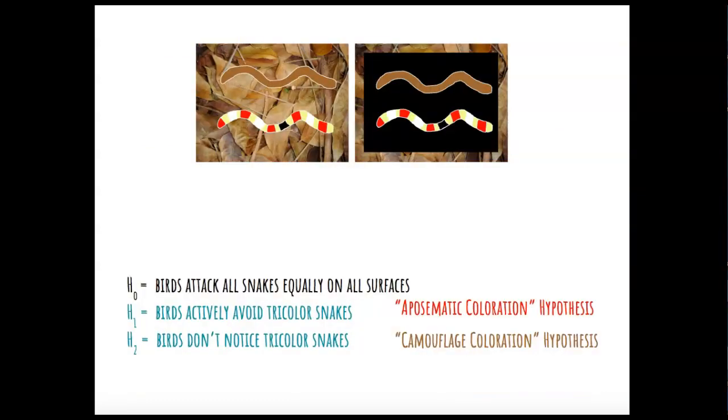So going back to our coral snakes, Brodie created a hypothesis that it was the tricolor of the coral snakes that made birds not want to attack them. And so he made pretend snakes out of modeling clay of different colors, whether they were brown in color or tricolored, and then put them on either natural backgrounds or an artificial background.